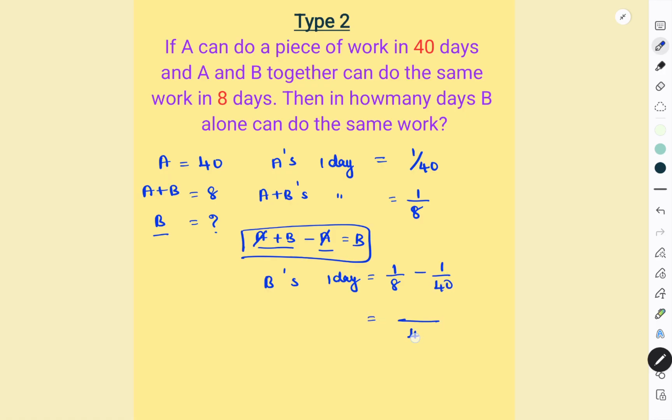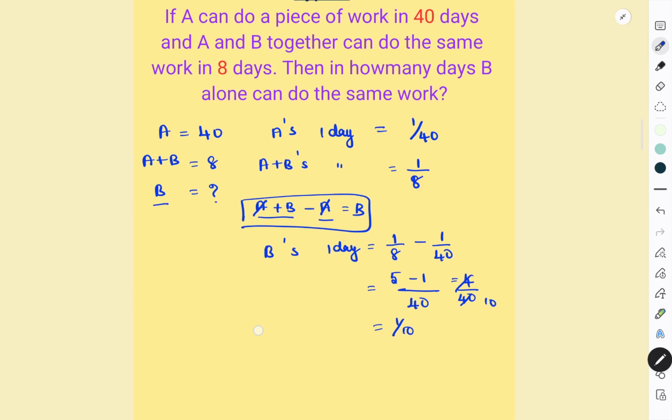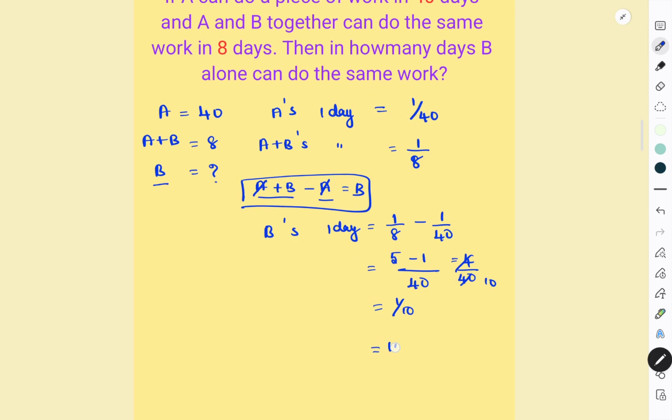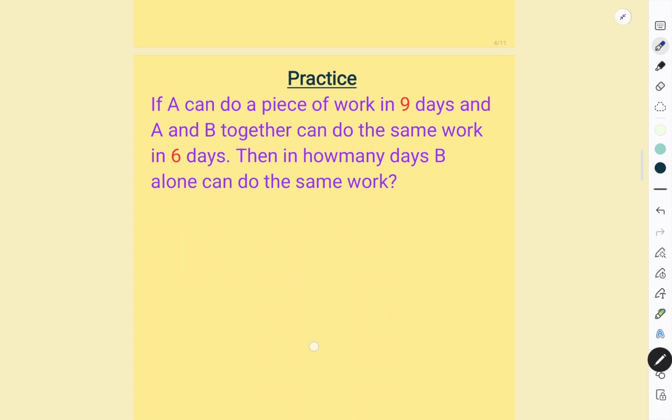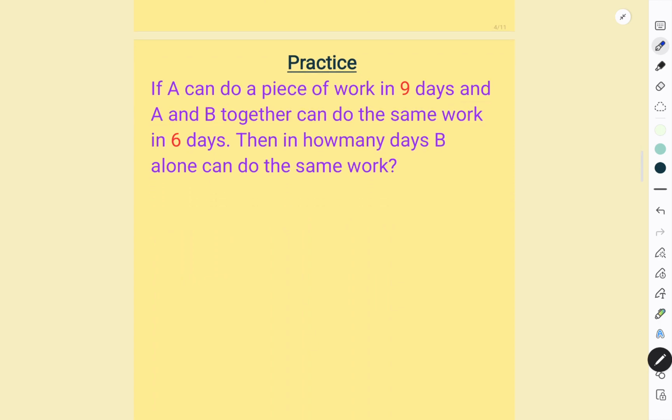So 5 8s are 40, minus 1, that is 4 by 40, so 1 by 10. This is B's 1 day work. Since time and work are inversely proportional to each other, B can do the same work in 10 days. This is the answer. Likewise, this is the practice set for the above method.